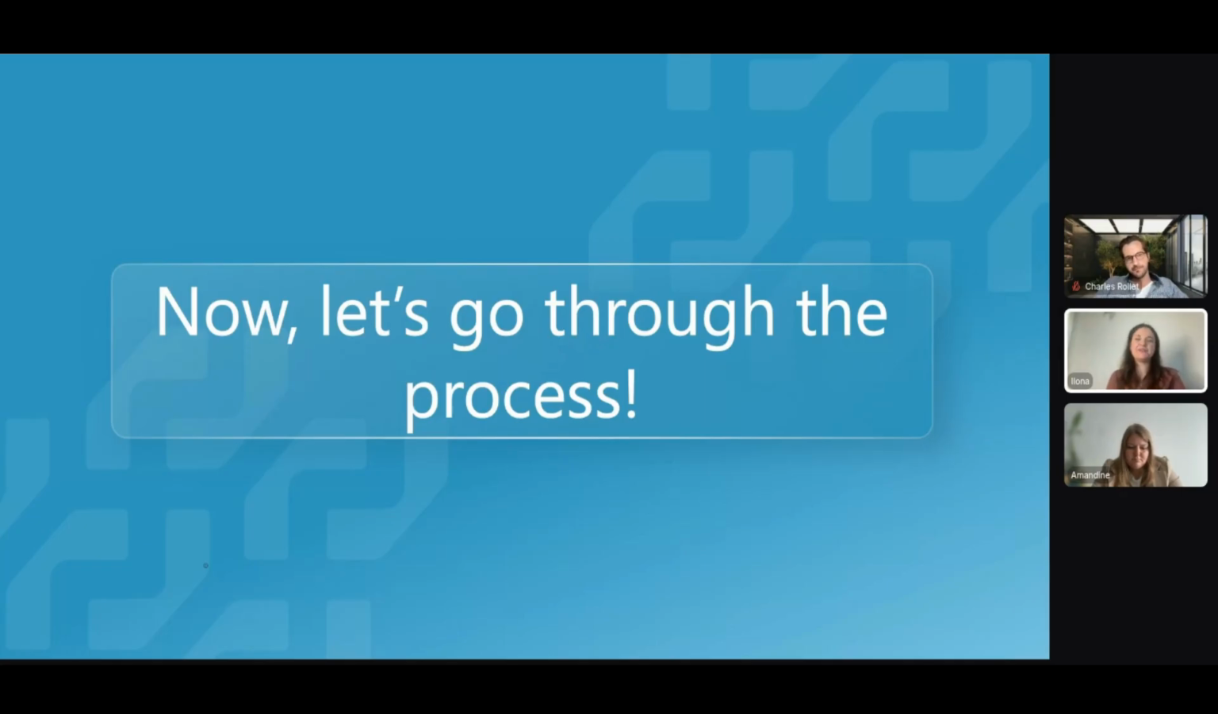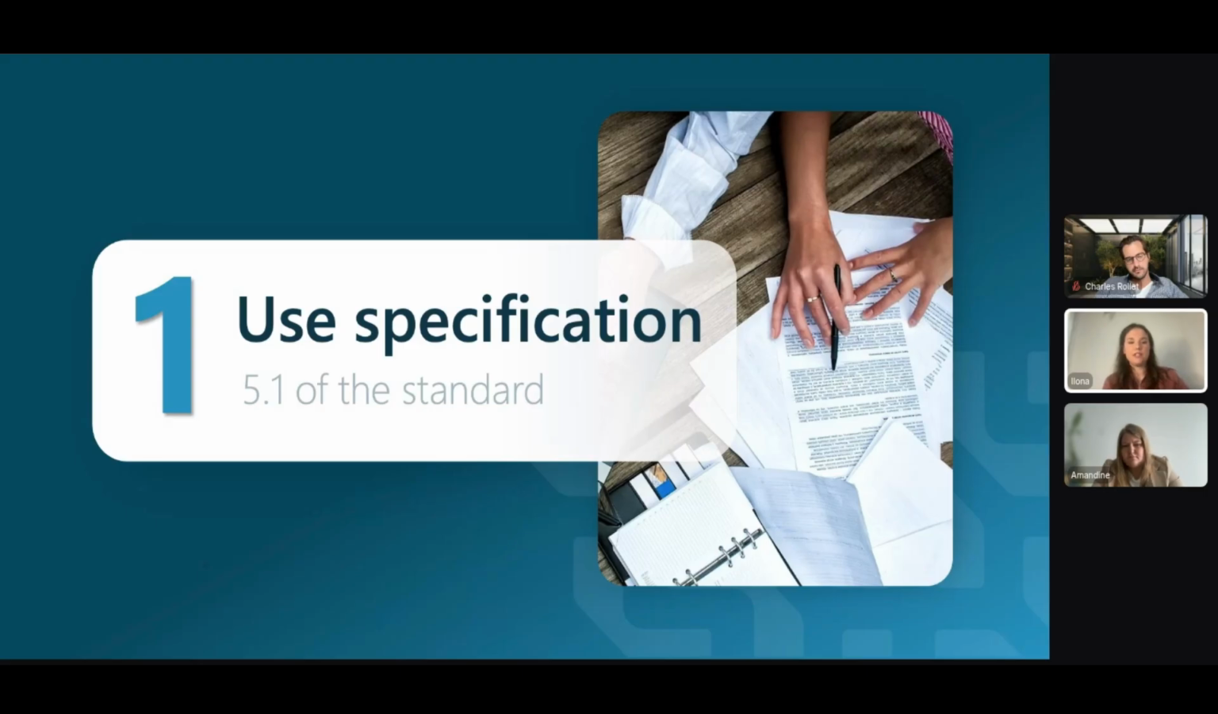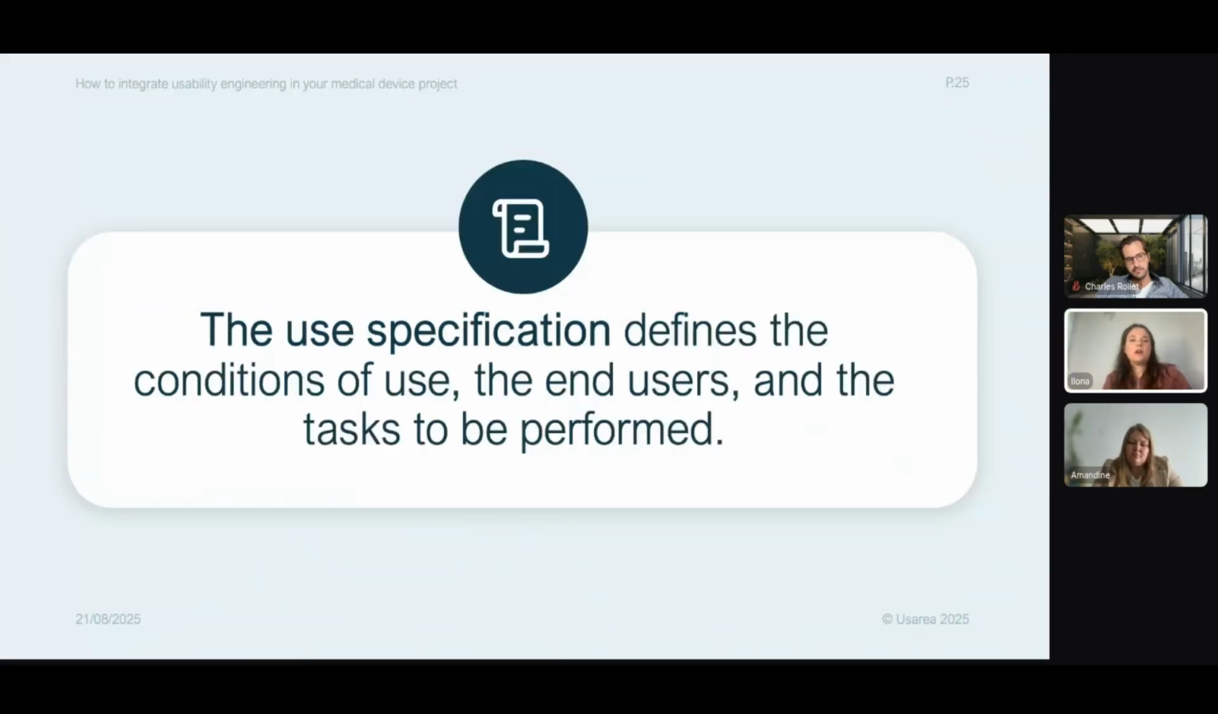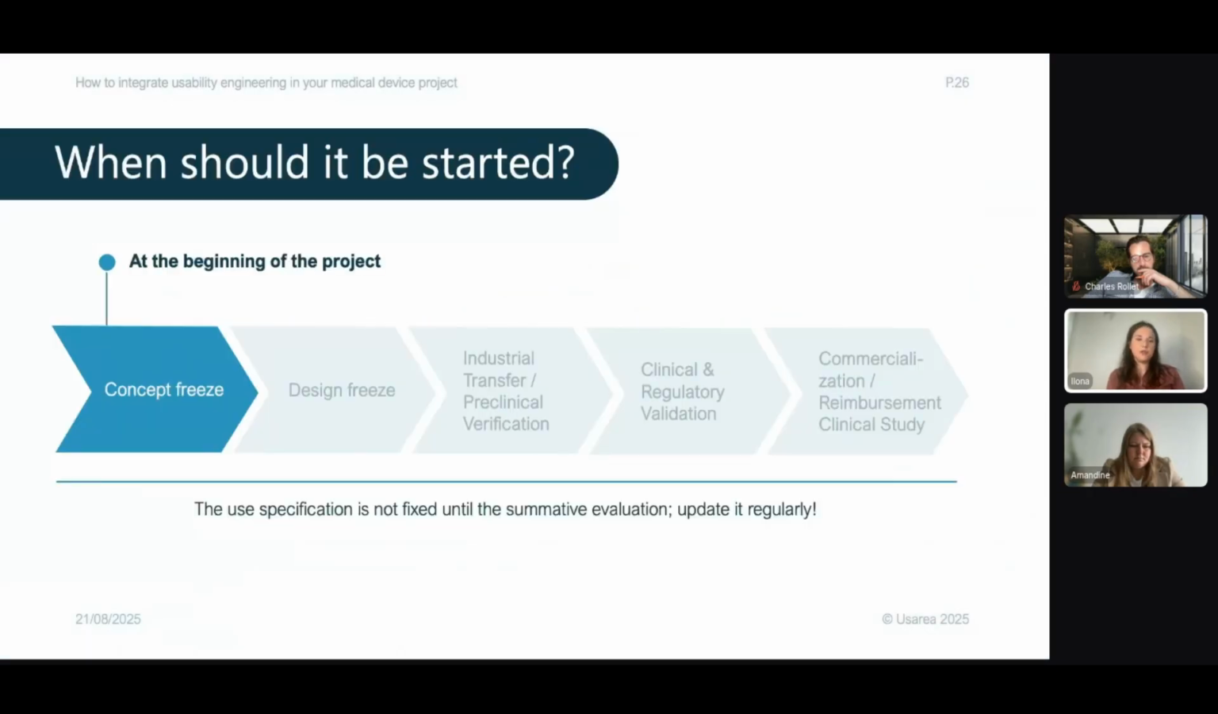So now, let's go through the process, and let's start with the first step, the use specification. It defines the conditions of use, the end users, and the tasks to be performed. So globally, you answer the following questions: who the device is designed for, by whom and where it will be used, and why and how it should function. Without this context, it's impossible to design a safe and effective solution, because this information will guide your design choices and keep you on the right track from the beginning. That's why it's done at the beginning of the project.